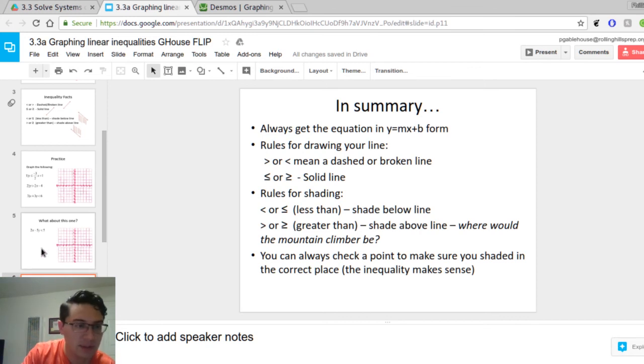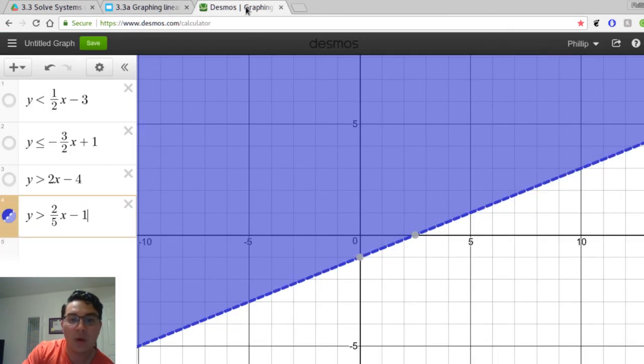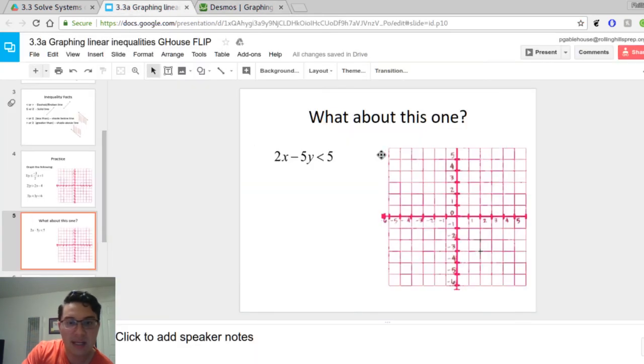So actually, let's back up and look at this one really quick. This is the last example we did, so we had y greater than 2/5 x minus 1. We're going to test points here. A point that we pick that satisfies this should allow the inequality to be true. So if we pick a point that is below the line, let's use the point 5, negative 5. If we plug 5, negative 5 into this equation, let's look at what we end up with.